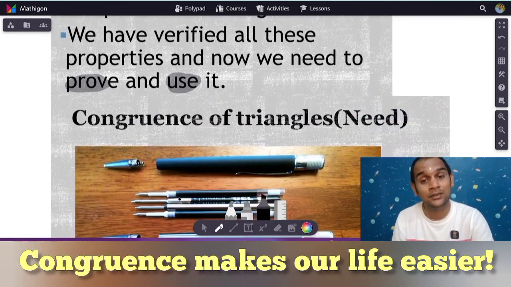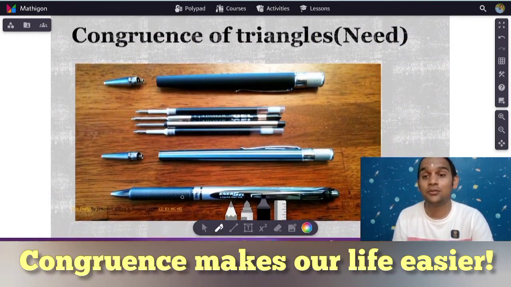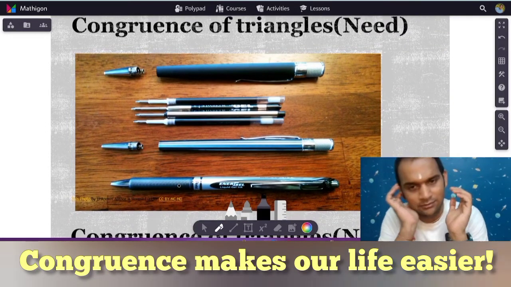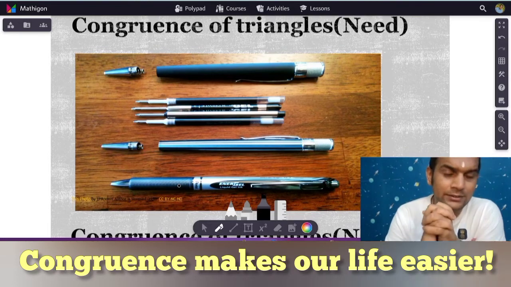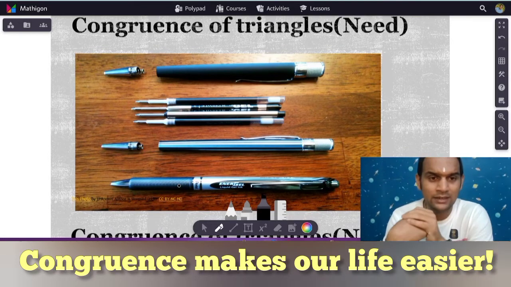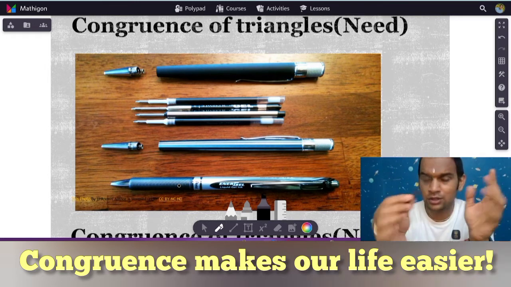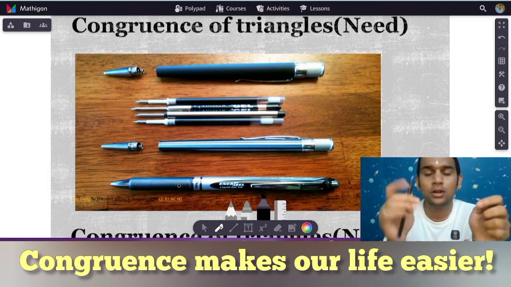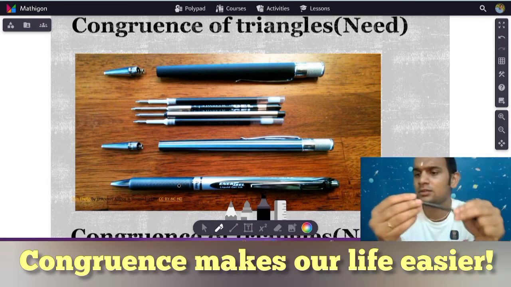So let us try to understand congruence of triangle. What is the need to study? Okay, we will try to understand with the example of refill and pens. Suppose you have pen, as you can see over here. I have all different variety of pens, and over here, suppose you have this pentonic pen. It has got a refill, right? And I guess it's use and throw.